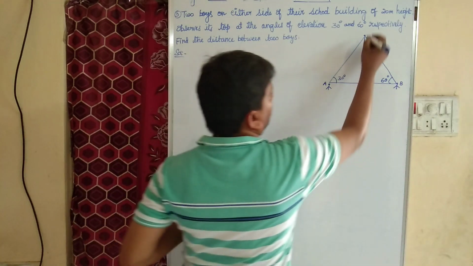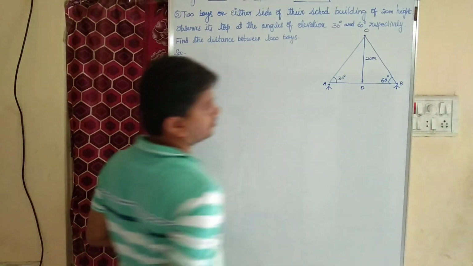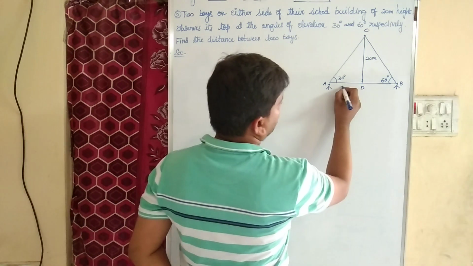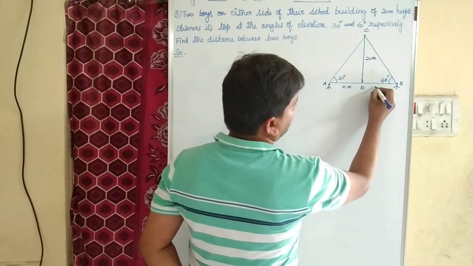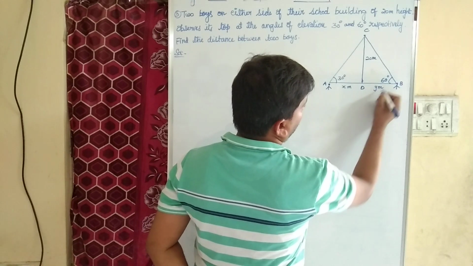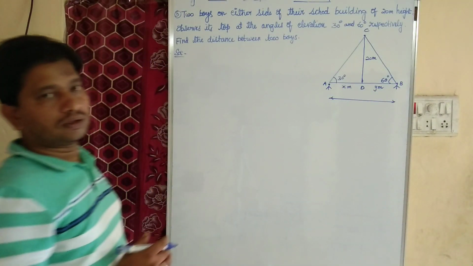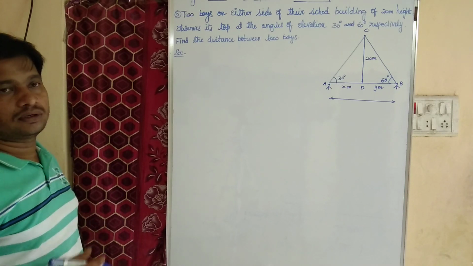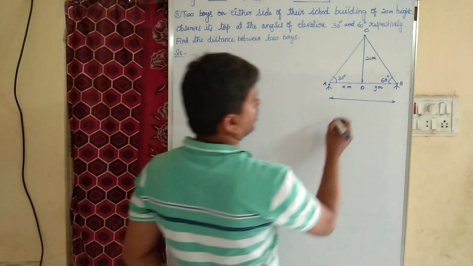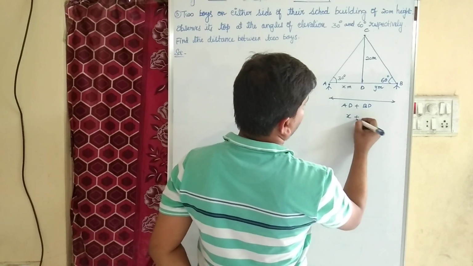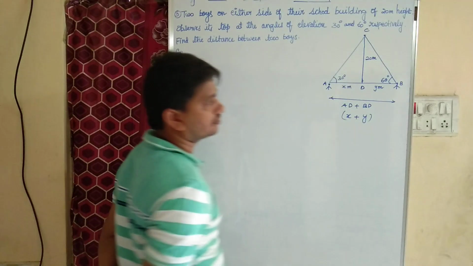Okay. Let it be called C, D. Okay, children. Let the distance between A and D be x meters, and the distance between B and D be, suppose you call it, y meters. We need to find the distance between the two boys, that is A and B. That implies AD plus BD, I mean x plus y we have to find.